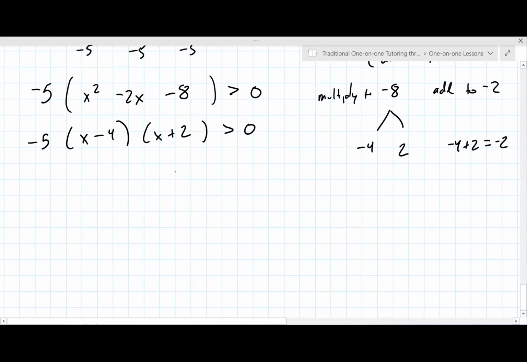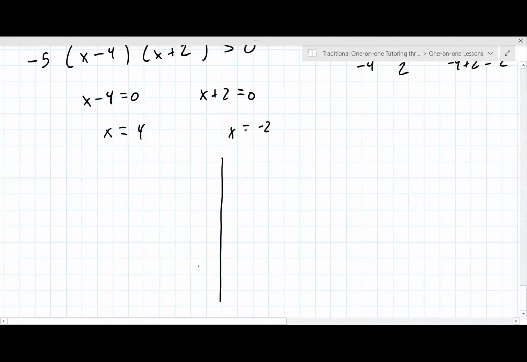Now for this graph, we need to set them each equal to 0. So what is x minus 4 equal to 0? x plus 2 equals 0. What are the two x values? x equals 4 and x equals -2. Good. So here we go. Here's -2 and here's +4.